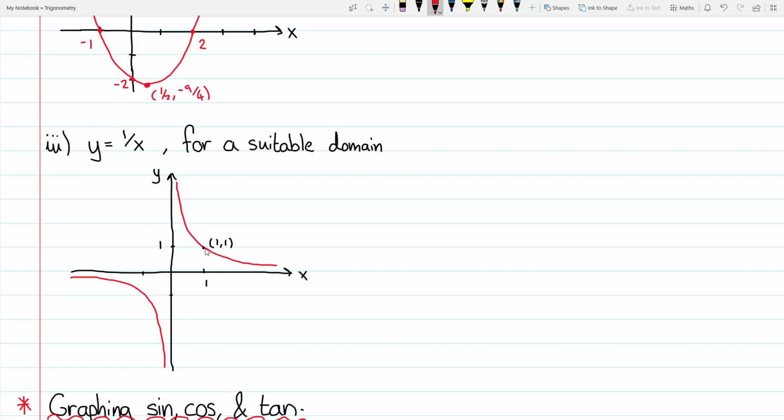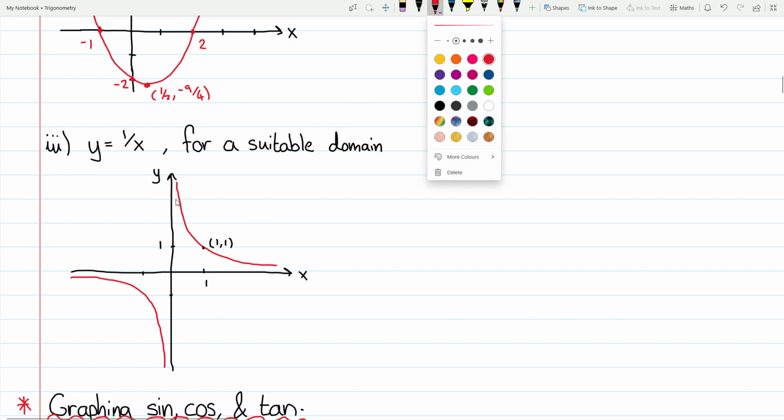So here I've just labelled the point (1, 1), which we know is on the graph, because if we plug in x equals 1, we get y equals 1. It's also customary, you can see the graph is increasing and increasing and increasing, but never touching the y-axis. So it's also useful to just note that this graph has two what we call asymptotes.